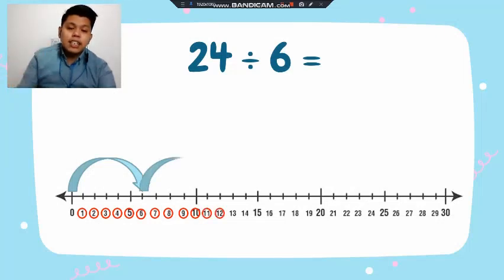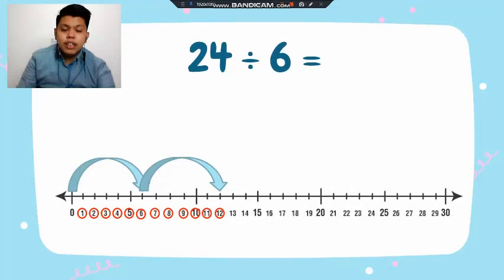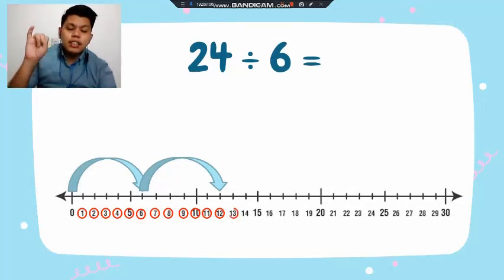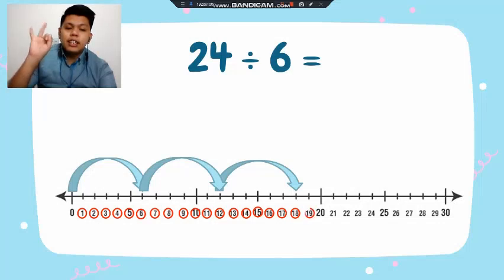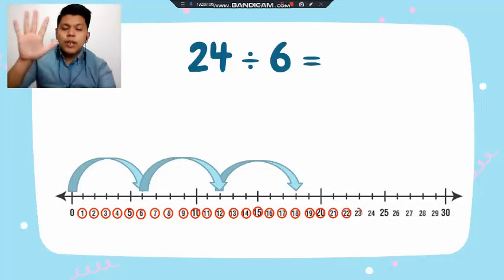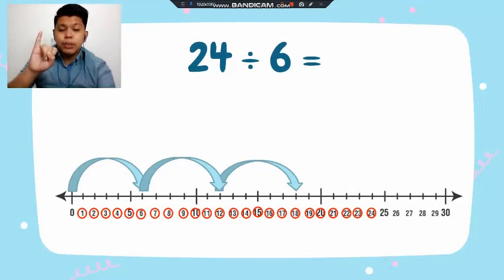That's our next 6. Continue counting. 13, 14, 15, 16, 17, 18. Okay, that is 6. And let's count again. 19, 20, 21, 22, 23, and 24. So that is our target number.